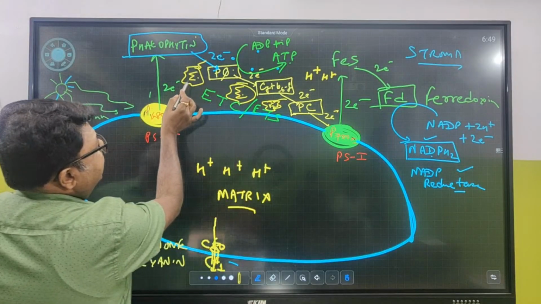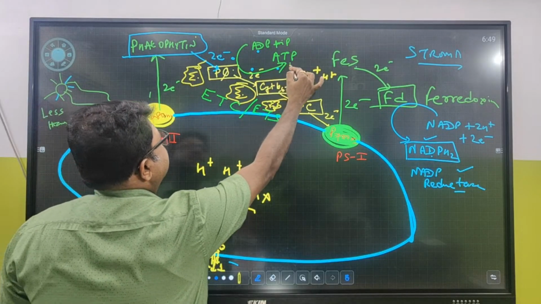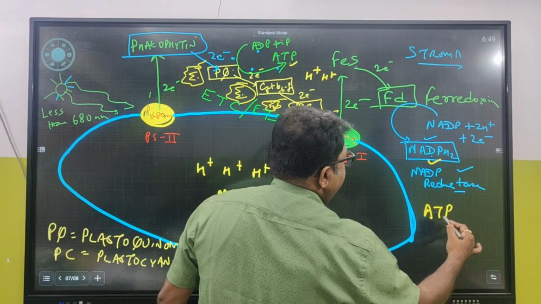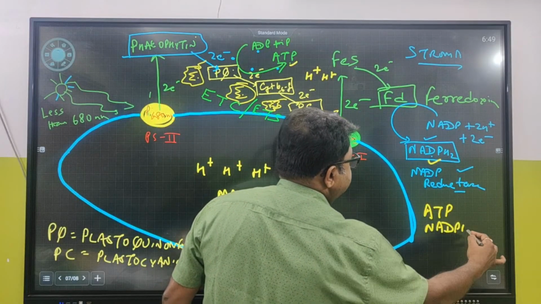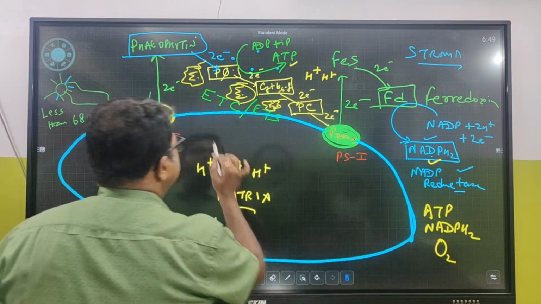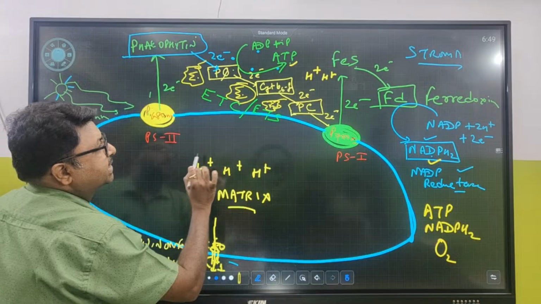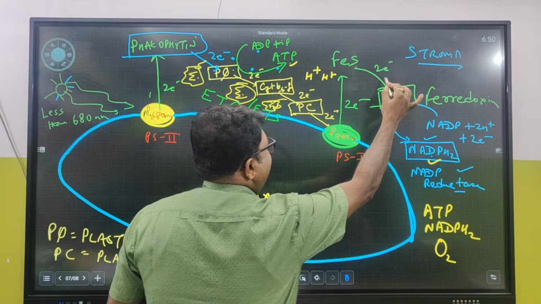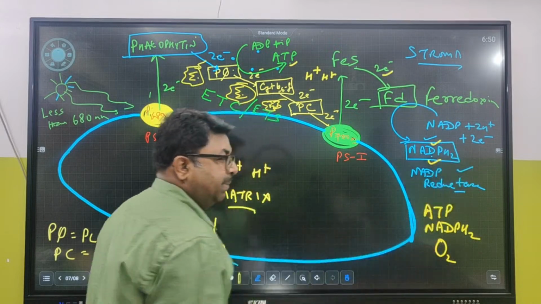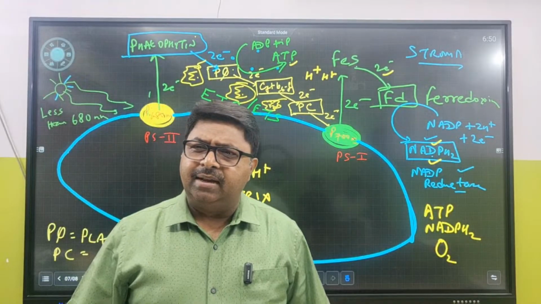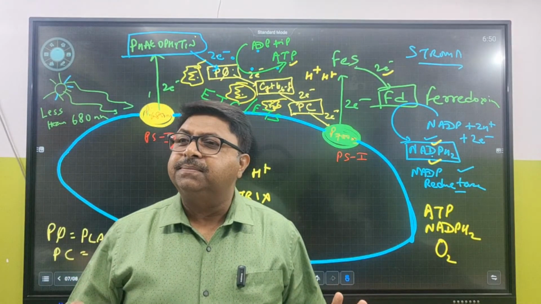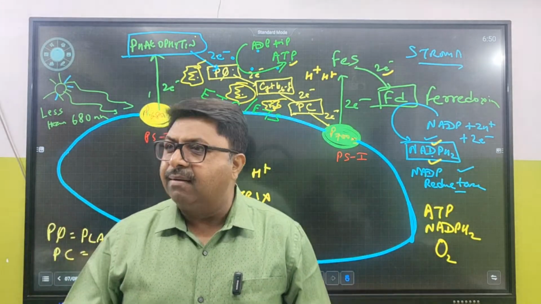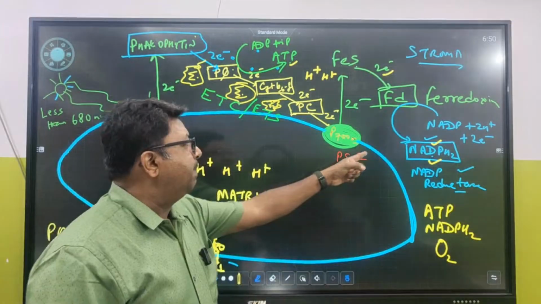See, by this particular process of ETS, ultimately what is the end result? ATP and NADPH2, both of them. And what is the product? O2. So during this process, see over here, the electron is moving in this direction, and the ultimate fate of the electron is making NADPH2. What would you call this, cyclic or non-cyclic photophosphorylation? Non-cyclic. Why are we calling it non-cyclic? Because the electron is not coming back to PS2 again.